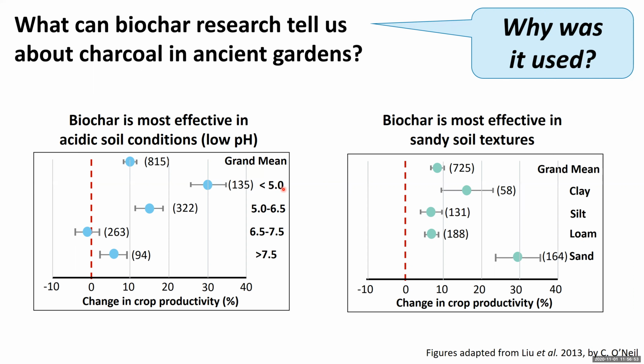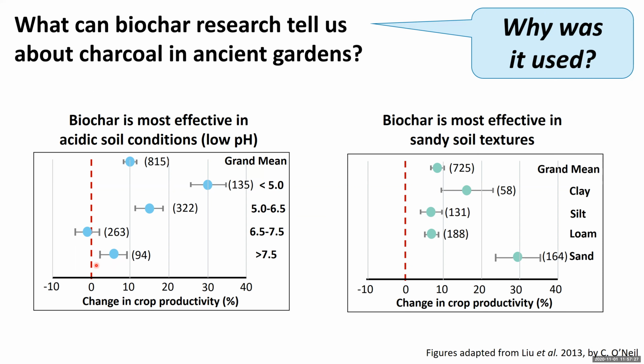So the researchers looked at all studies of biochar amendments in soils with pH greater than 7.5, and they calculated how much biochar changed crop productivity compared to that study's no biochar control. And this is called the effect size, shown here in the blue dots. The wings on either side of the dot are error bars, and this shows how much variability there is around the average. Now, if the error bars overlap with the 0% line, we conclude that there's no statistically significant effect of biochar on crop productivity.